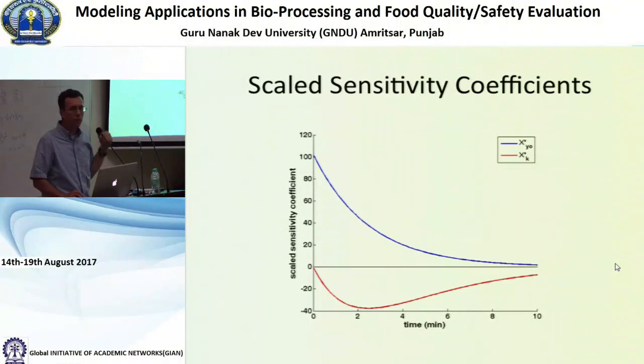Now these are scaled sensitivity coefficients. I wanted you to see this. You can plot this before you run your inverse problem. If you look at that, you want to think about two questions. Number one, are the scaled sensitivity coefficients large?